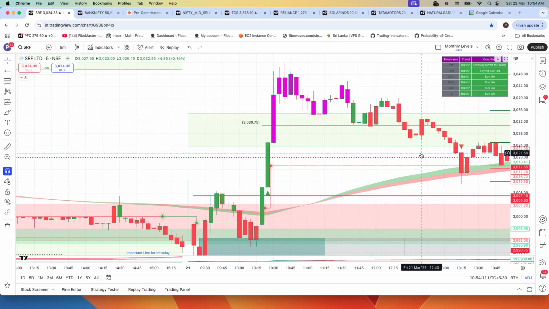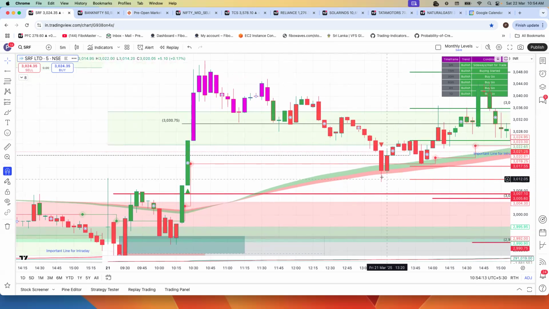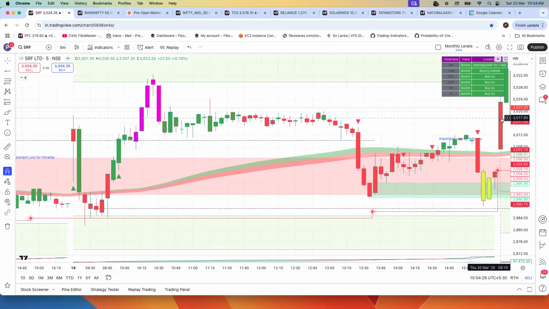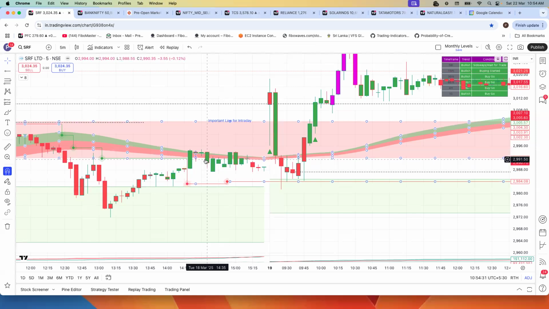So when it comes down like this, it will take support from the cloud. Very, very important: when it hits that particular cloud, it will definitely bounce back. Whenever it hits, it will bounce back. Wherever you see, it's a cloud bounce back. You see here, it's a cloud bounce back.